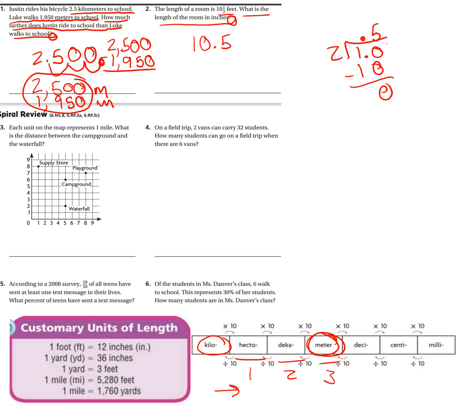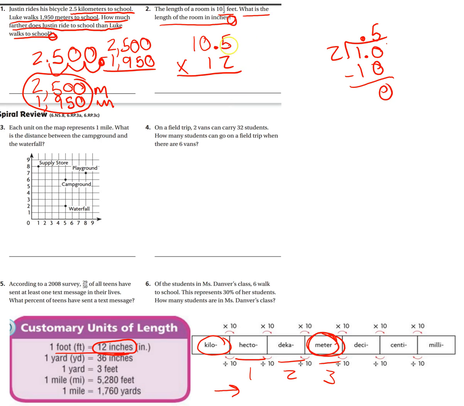And I'm going from a larger unit of measure, feet, to a smaller unit of measure, inches. So I need to multiply. What do I multiply by? There's my conversion rate, 12. And I'll let you finish that multiplication on your own. Don't forget to put the decimal in the correct place.